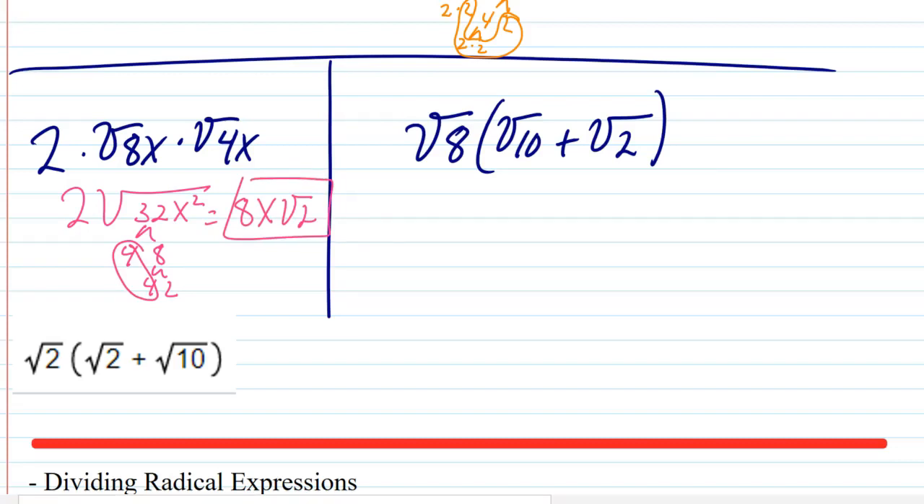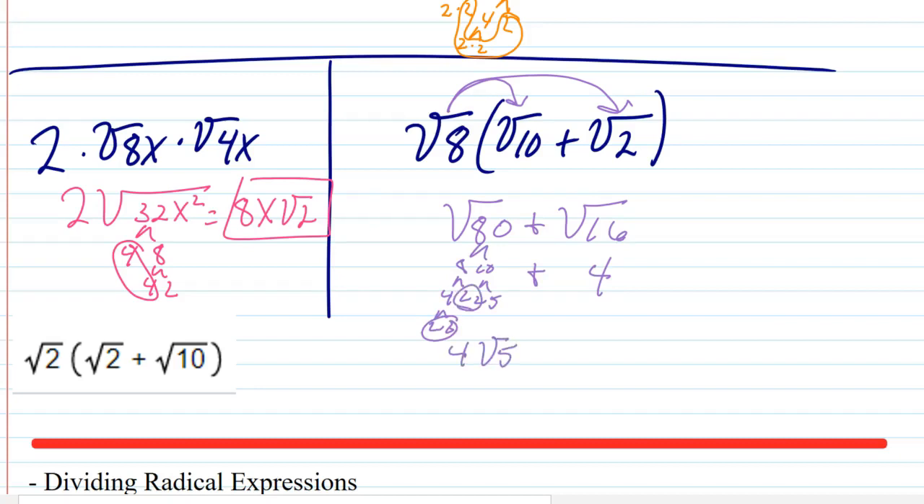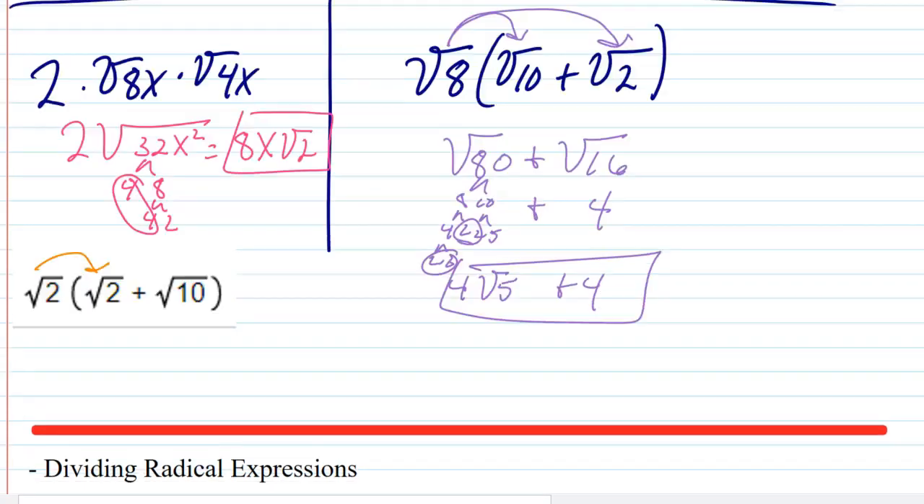Sometimes you're going to have to distribute. Square root of 8 times the square root of 10 gives me the square root of 80. Square root of 8 times the square root of 2 gives me the square root of 16. Always simplify. The square root of 16 is 4. The square root of 80 is 4 square root of 5, plus 4 square root of 2 times square root of 2 and square root of 2 times the square root of 10. Square root of 4 plus the square root of 20. That simplifies to 2 plus 2 root 5.